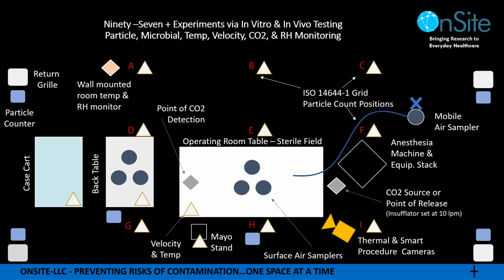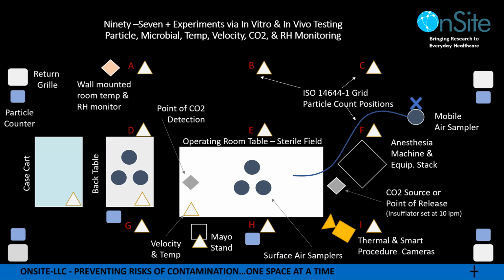This is a schematic of what our research looks like. Now, whether this is in vivo or in vitro, we've done both. We've done 97 different experiments, all scripted and repeatable. And what we've done is we've looked at different environmental parameters that we can measure in real time and get immediate results. So we're looking at particle counts, temperature, air velocity, CO2, humidity. We're also looking at movement within the room, door openings, occupancy, and all of these things.